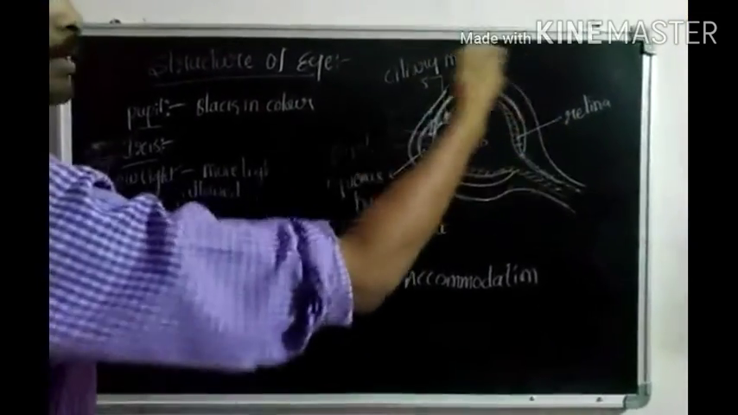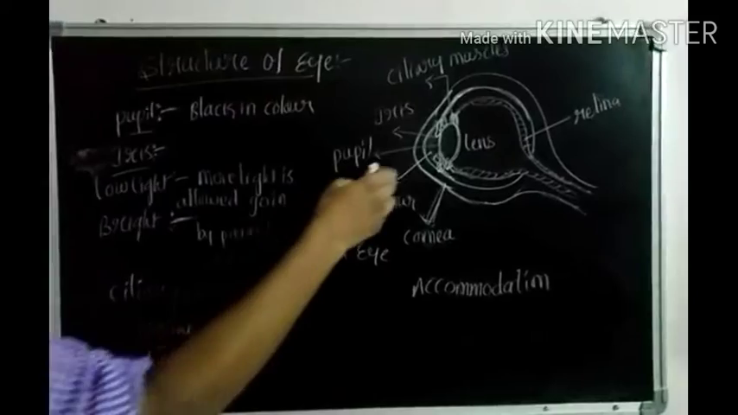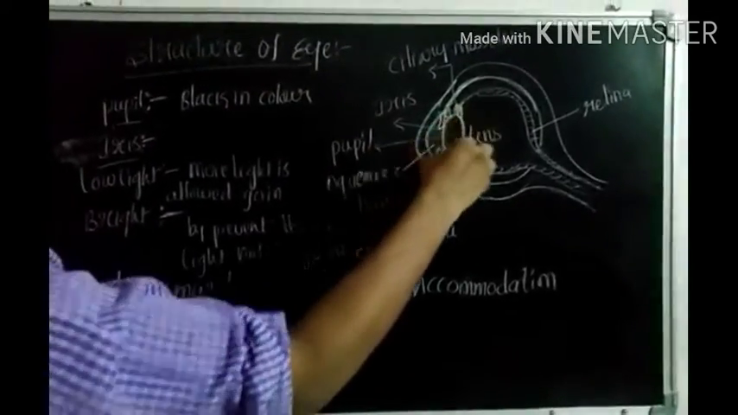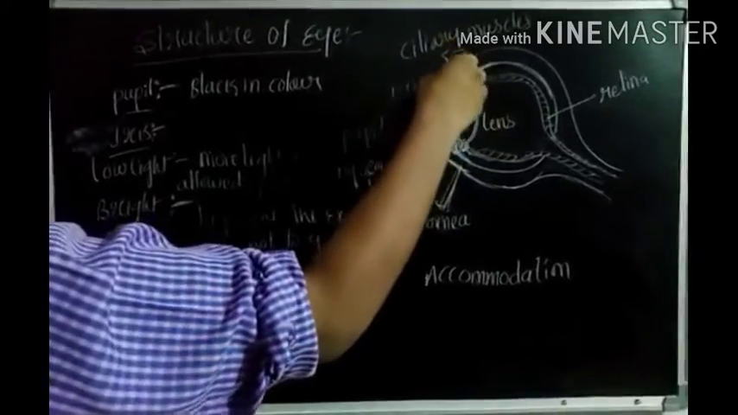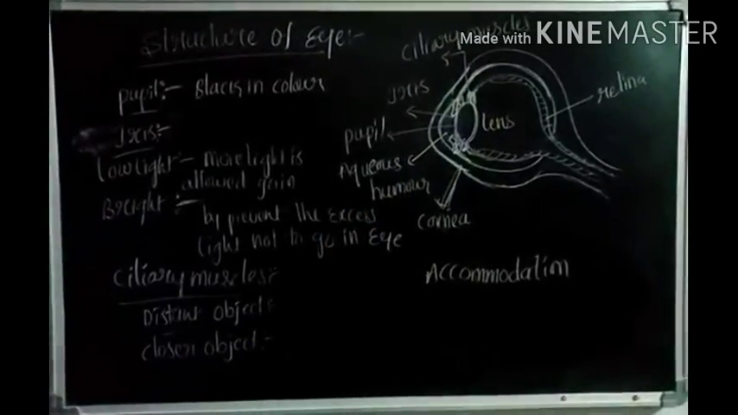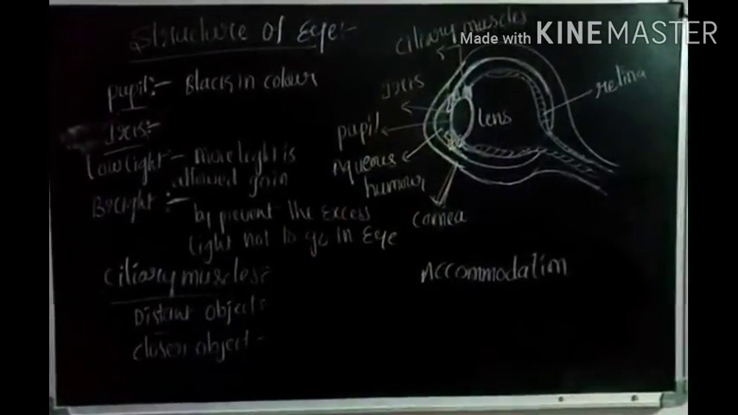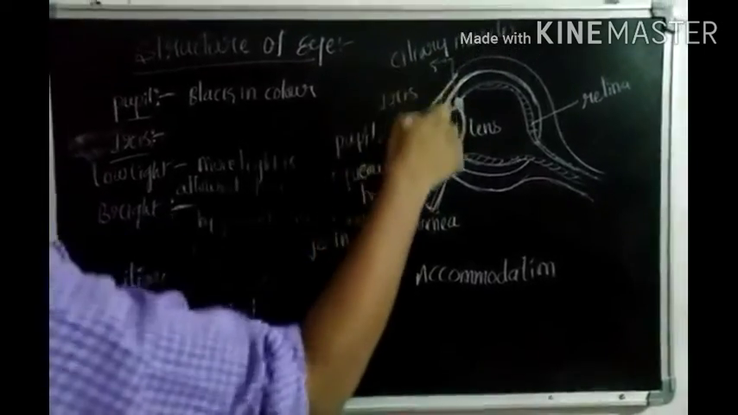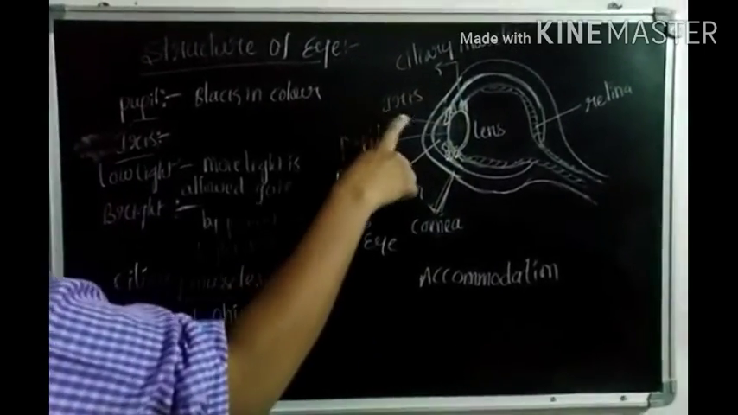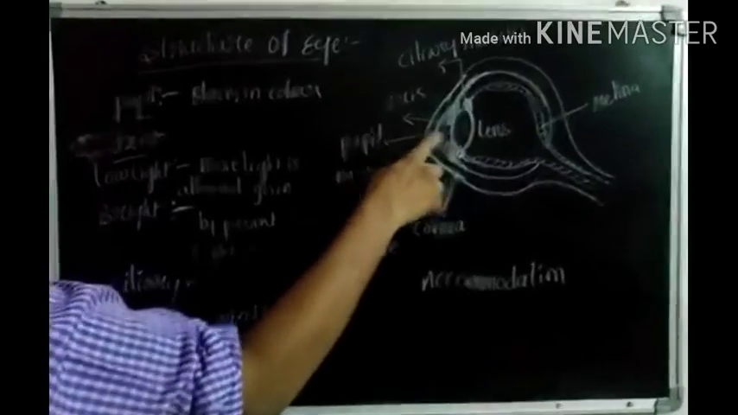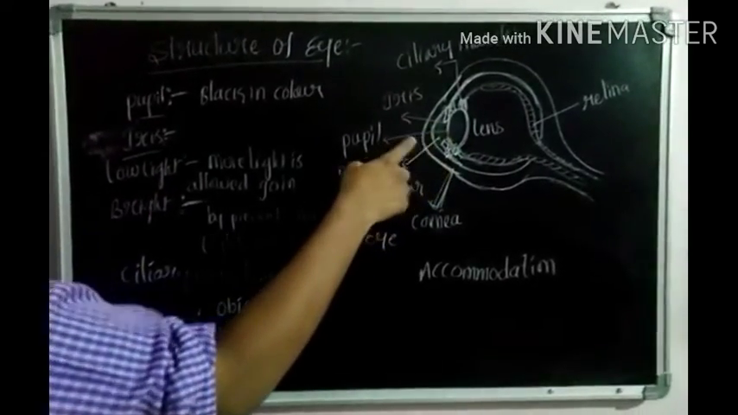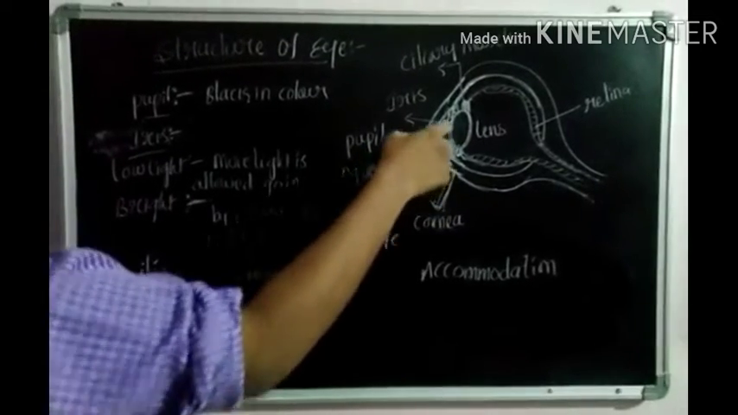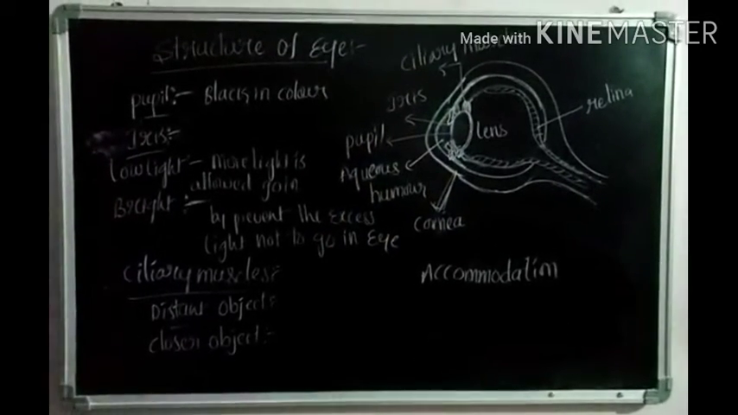This is the total eyeball, and here this is called eye lens. These eye lens are managed by the ciliary muscles. Ciliary muscles change the focal length of eye lens, and this is the iris, and this one is pupil, and between the iris and cornea, one liquid is present, that is the aqueous humor.